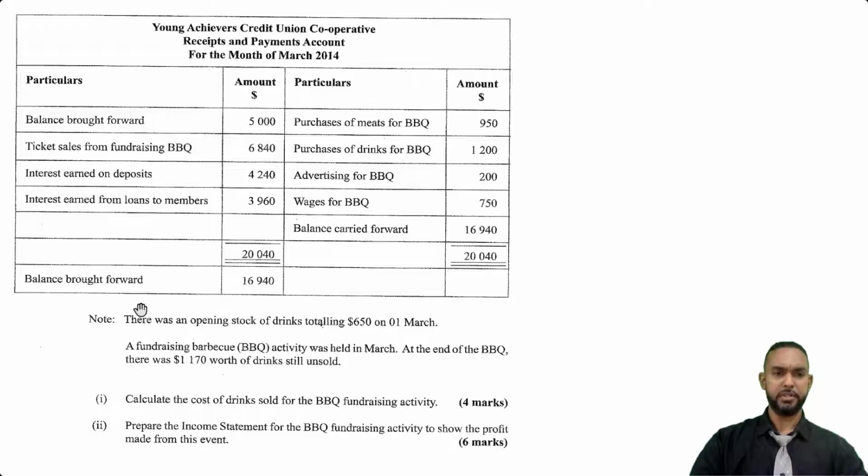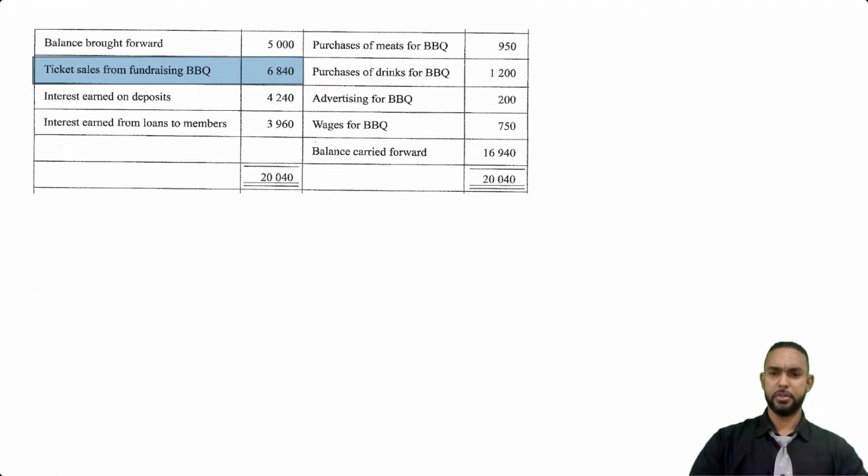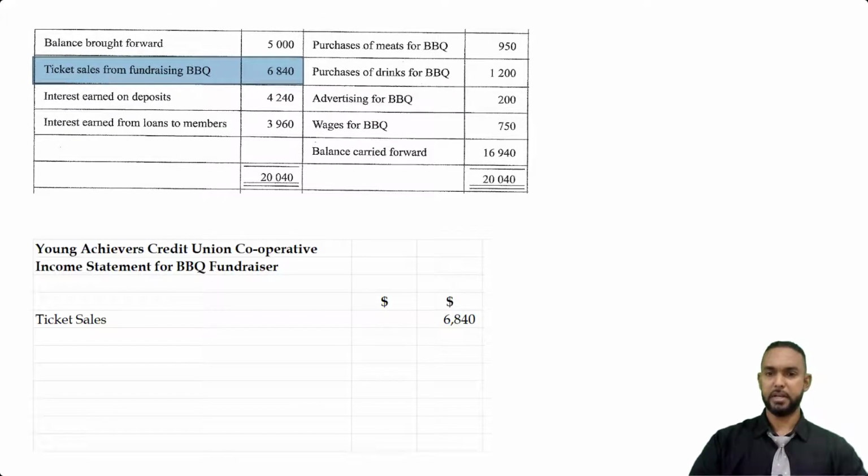But what we will need is income and expenditure specifically for the barbecue. So what we're seeing here is we have one income item for the barbecue, ticket sales of $68.40. So let's go across here and put that in ticket sales, $68.40, less expenses. So let's go back to the receipts and payments account, and look on the credit side now and take a look at all the barbecue related expenses.